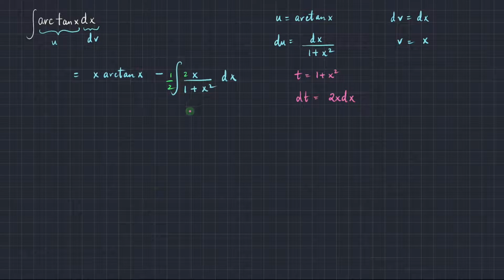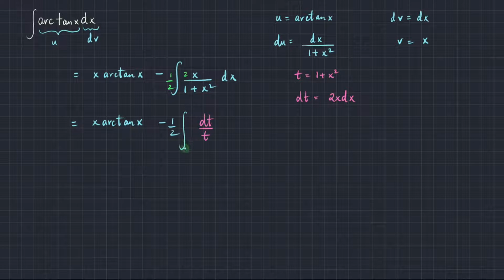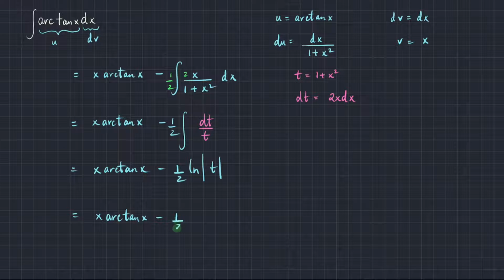Performing the substitution, this integral reduces to half the integral of dt over t. And we all know that the integral of dt over t is just ln of t. So we have half natural log of t. But if you remember, t was 1 plus x squared. And so we have x times arctan x minus half times the natural log of 1 plus x squared plus c.